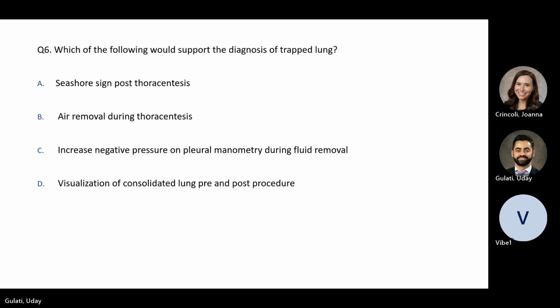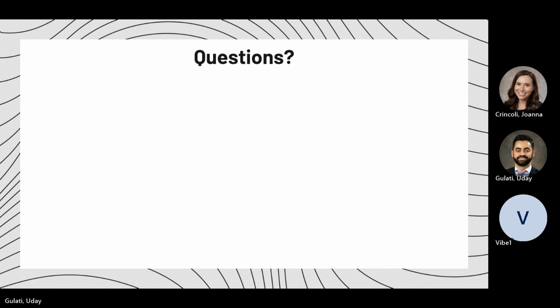If you have a trapped lung and you go in and do a thoracentesis, it's not going to change much. You guys have any questions? No. Thanks, Uday. Yep, hope that was helpful.